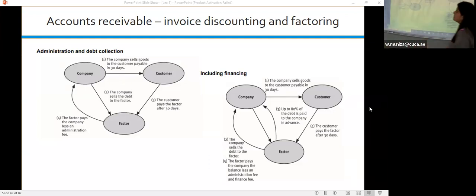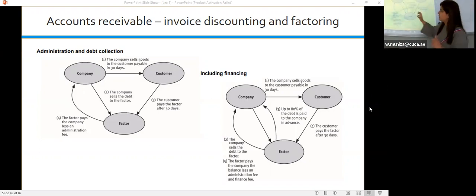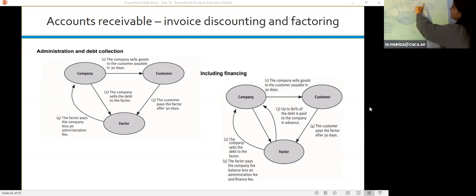So this is when the administration and debt collection is going to be outsourced to the third party. Together with admin and debt collection, when the financing is also included, what happens then? The company in an ordinary way sells goods to the customers, payable in 30 days. Then the company sells the debt to the factor. The third step, up to 80% of the debt is paid to the company in advance, but the remaining 20% is held. And what is going to happen?